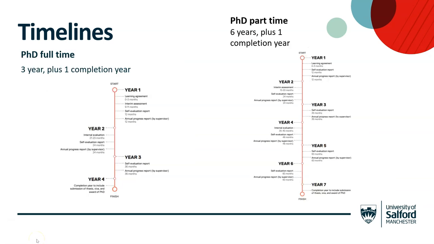For PhD, you're looking at about 3 years plus 1 year completion if you're doing full-time, and it's about a 100,000 word thesis. So that's what you're looking at there.